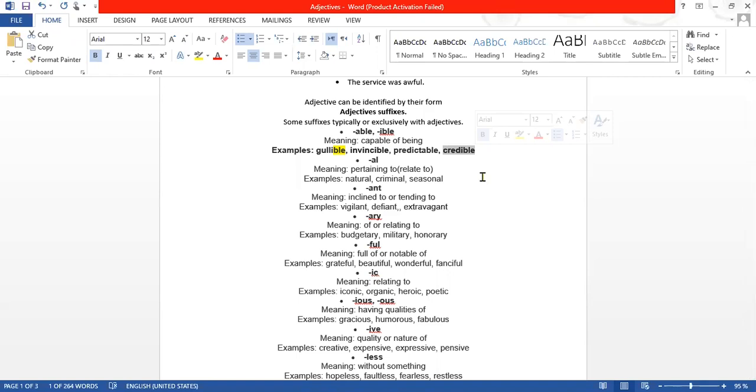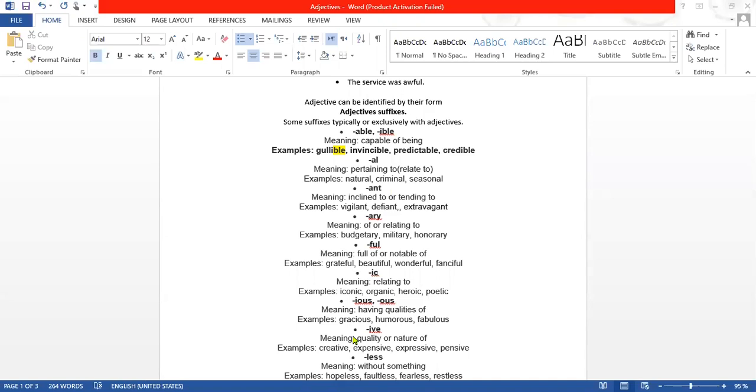Now, if you see these advertisements, these companies pay billions or millions of dollars to the models or to the sportsmen. So why? What is Shahid Afridi doing in a certain advertisement? Why? Because he is a credible person, and people can be easily convinced if they make him the ambassador of their product. So credible, yes.